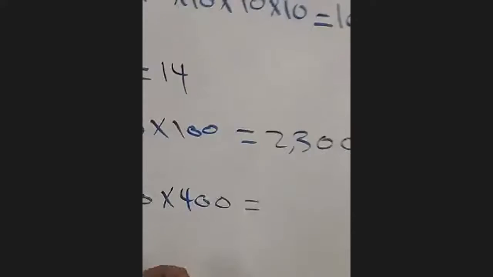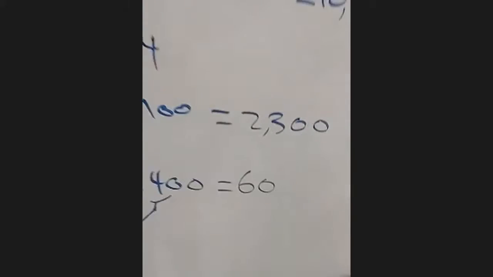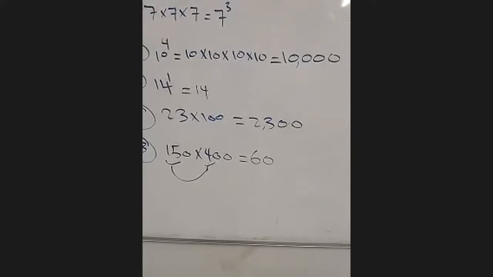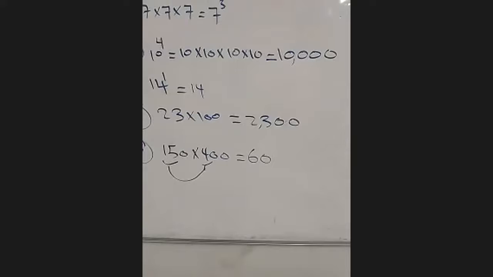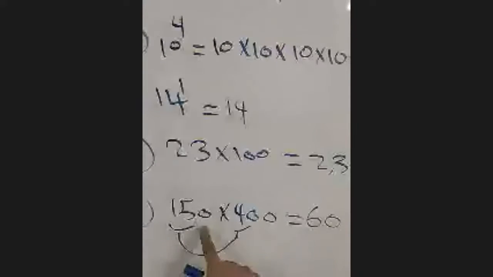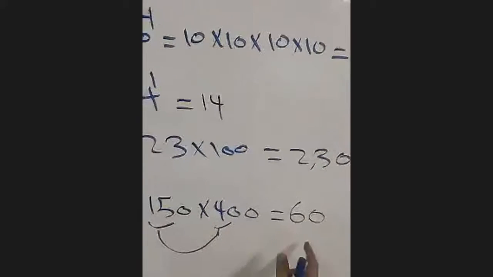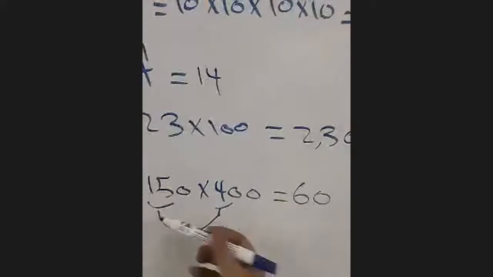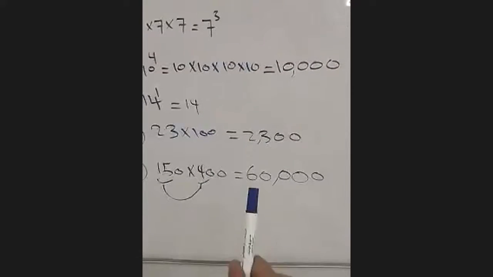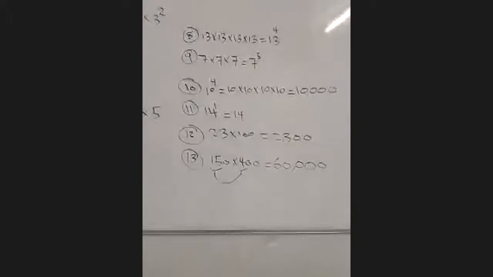60. Excellent. 15 multiply 4 is 60. Then the answer is 60,000. Excellent boy. 15 times 4, 60. How many zeros we need to add? 3 zeros. The zero from 15 times 4 is not from them. Now we add the 3 zeros. 1, 2, 3. What's the answer? 60,000. Excellent, Talal.